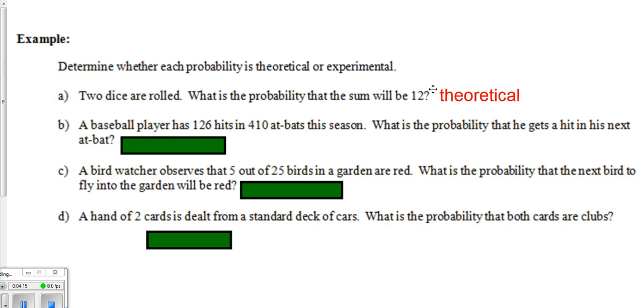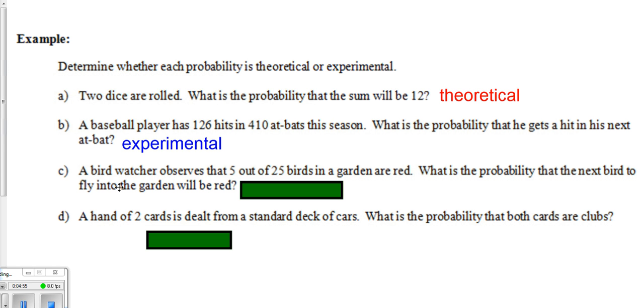That's a theoretical probability. Example B: a baseball player has hit 126 hits in 410 at-bats this season. What is the probability he gets a hit in his next at-bat? For this one, it looks like we've already run the experiment 410 times. He went up to bat, and he actually hit the ball 126 of them. Because we've already run the experiment and observed the outcomes, we would say this one is experimental. It's experimental because we ran an experiment already. Not that we're about to, but we already did.